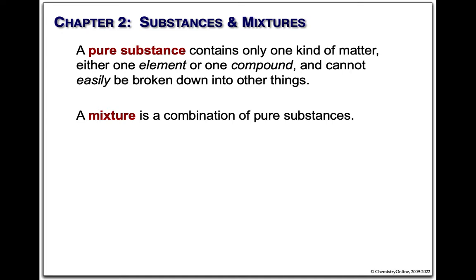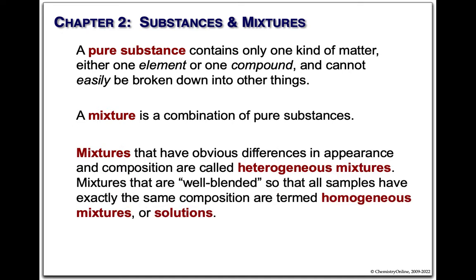All right, a pure substance. A pure substance contains only one type of matter, okay? It can be an element or whatever. It cannot be easily broken down to other things, but remember, compounds can always be converted back into elements or other compounds, but not easily. If we have 2 or more pure substances, we have what we call a mixture.